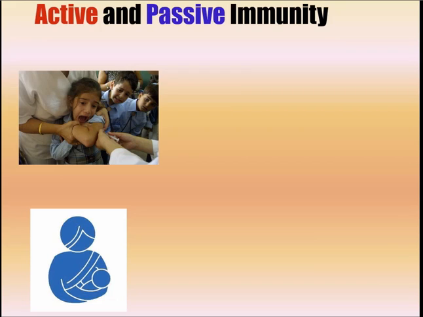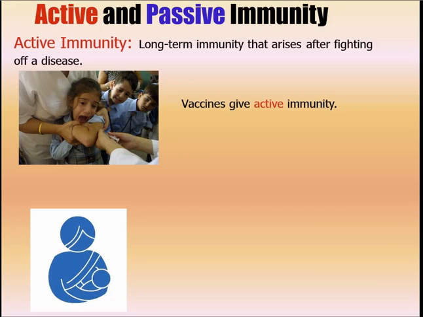All right, last slide, we're almost done. The difference between active and passive immunity. Active immunity is long-term immunity that arises after fighting off a disease. That makes sense, people get that. The part that you're most likely to make a mistake on or forget about is that vaccines give active immunity, not passive immunity.